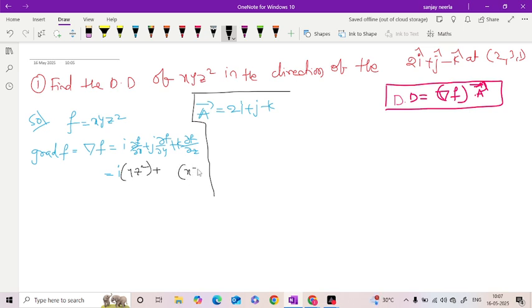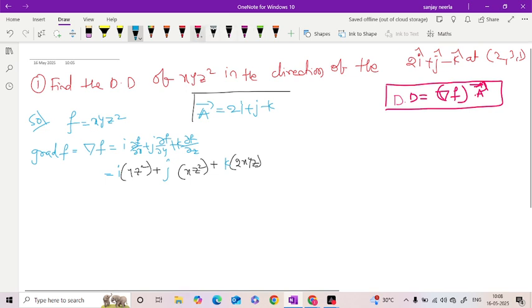dou f by dou x is y z square, and x z square, and dou f by dou z is 2 x y z, into i, j, k. But what is the point? At the point 2, 3, 1, the del f or gradient of f at the point 2, 3, 1.